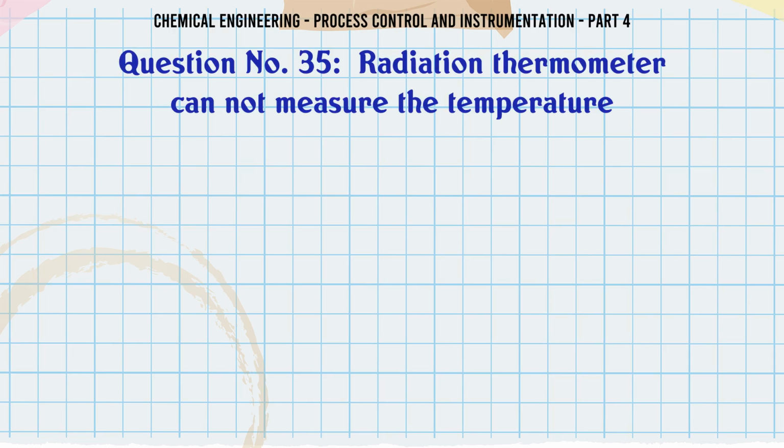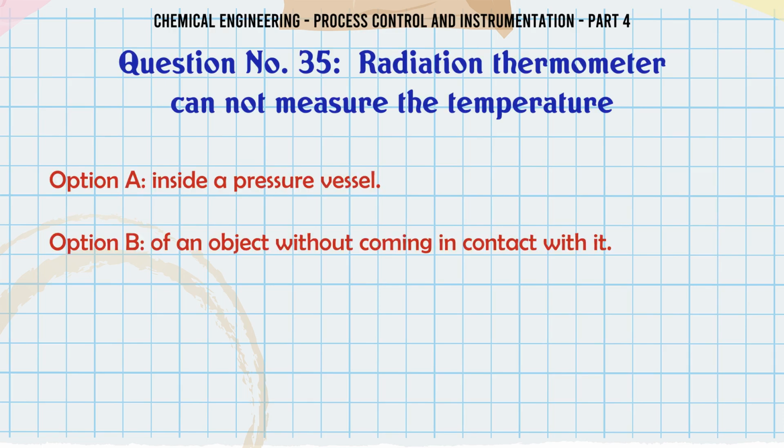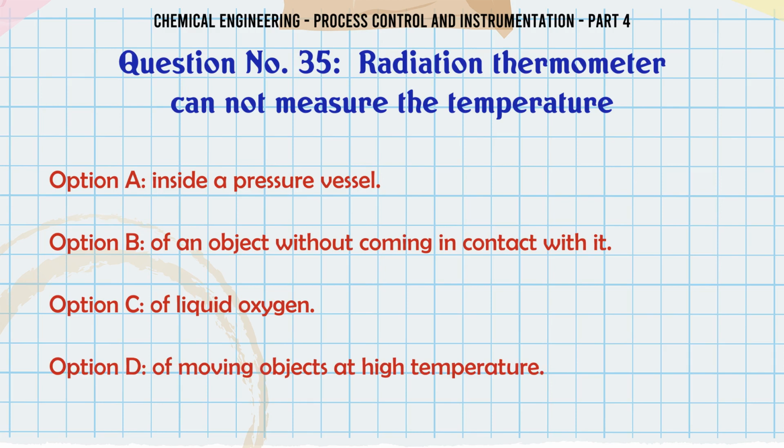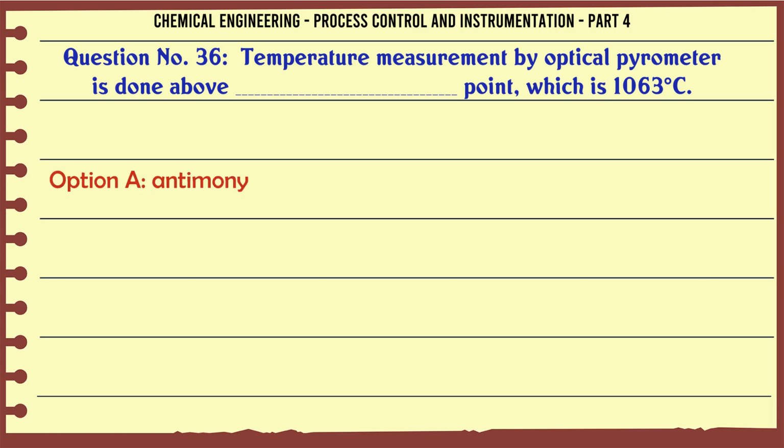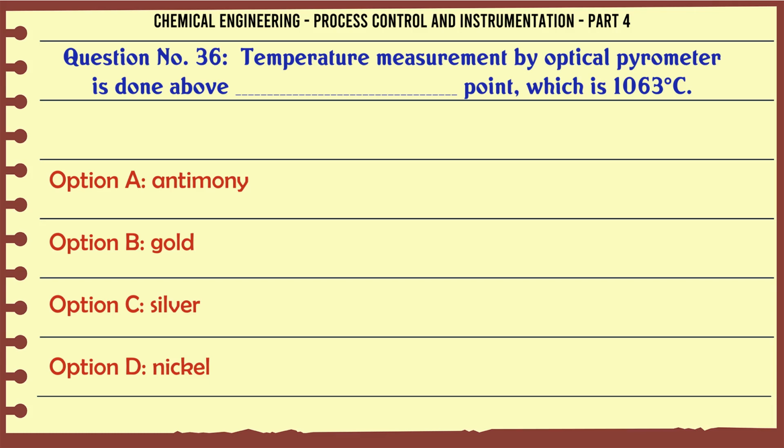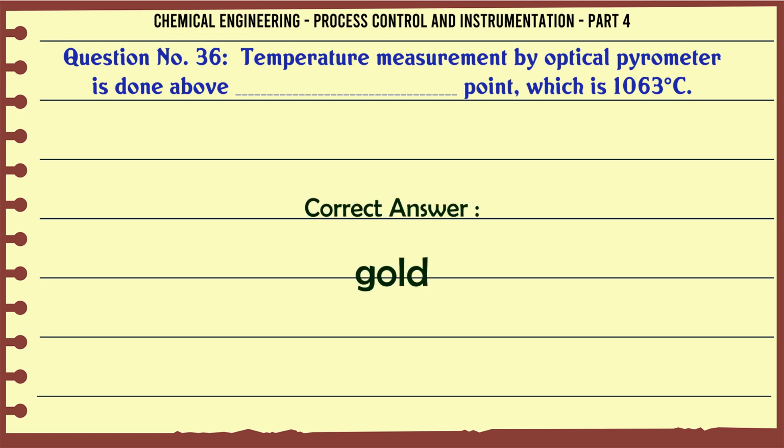Radiation thermometer cannot measure the temperature. A. Inside a pressure vessel, B. Of an object without coming in contact with it, C. Of liquid oxygen, D. Of moving objects at high temperature. The correct answer is of liquid oxygen. Temperature measurement by optical pyrometer is done above point which is 1063 C. A. Antimony, B. Gold, C. Silver, D. Nickel. The correct answer is gold.